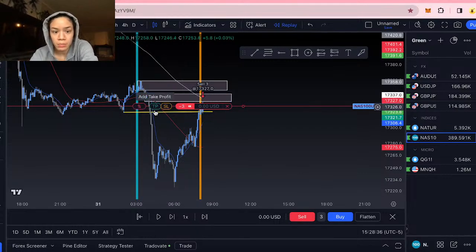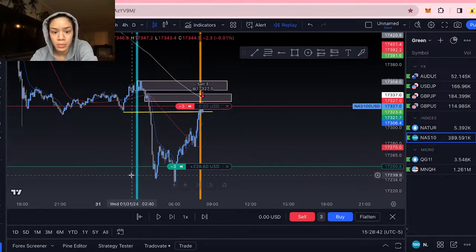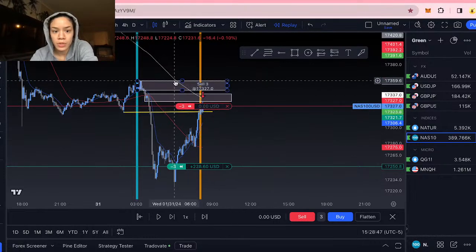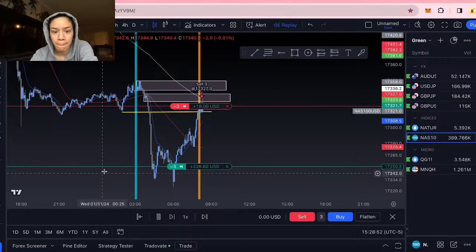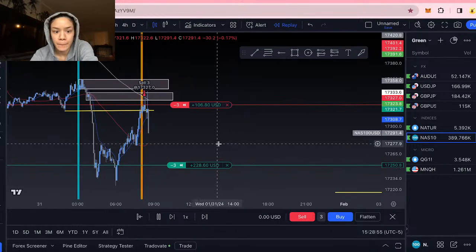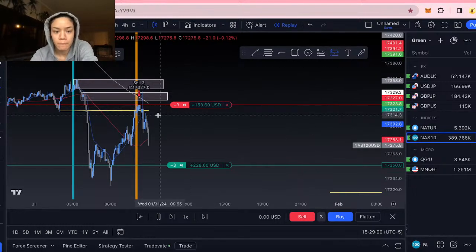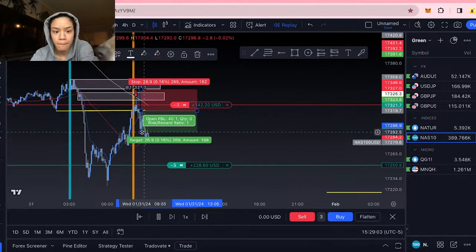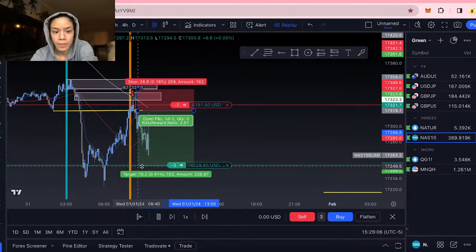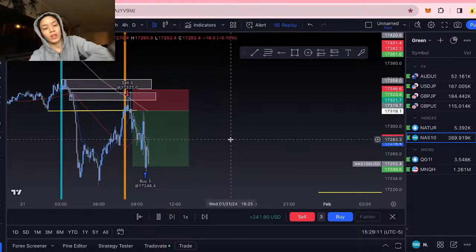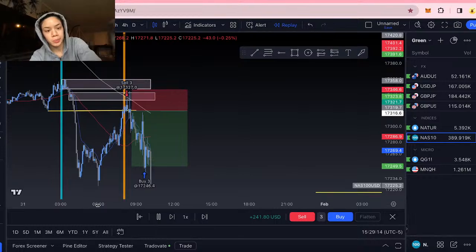I would have put my take profit right around here just because I know it has to fill in this gap from where it just came from. And that would have been 228. Stop loss, it probably just would have been right here, but I'm already knowing that it's not passing that EMA. And there it was. So that was on Wednesday.